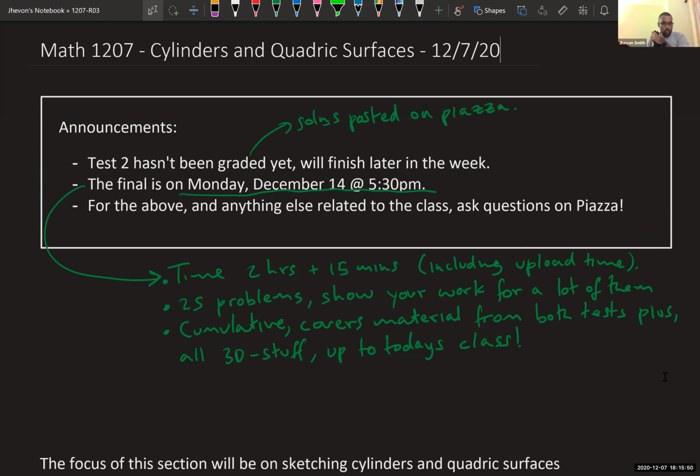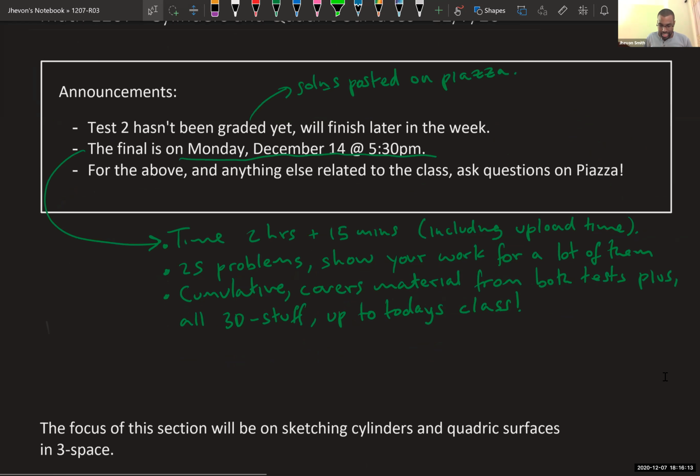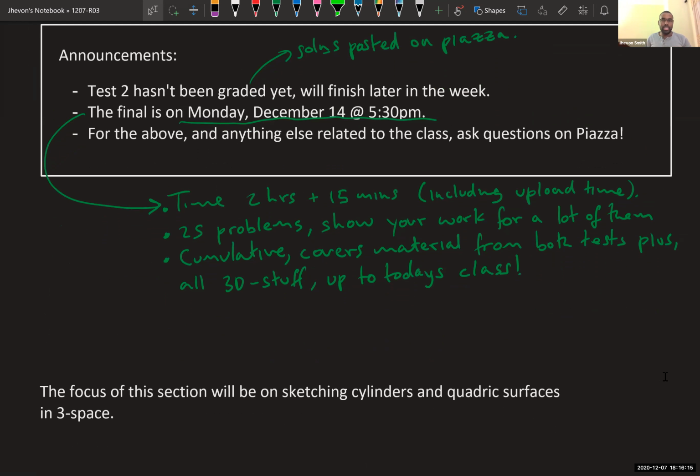so let's continue. Cylinders and quadric surfaces. So we're skipping another section and we're going to do this section. This section is good and not so good in the sense that nothing really technical. It's going to be all about sketching, right? So like I said here, the focus will be on sketching.